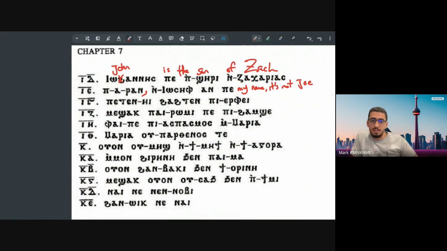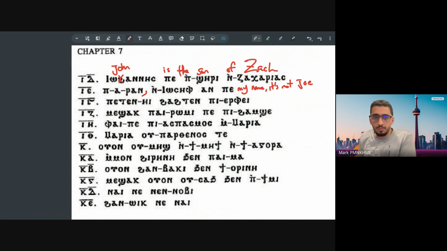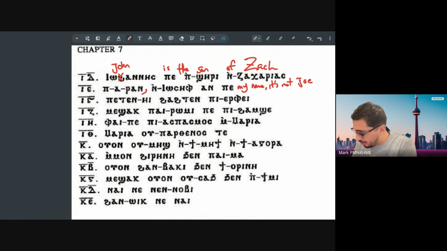All right, David, next one. All right. "Ten a hutten bierpe." "Hutten" is beside. Okay. Your guys's house is beside, or near, or next to the temple. Yes.